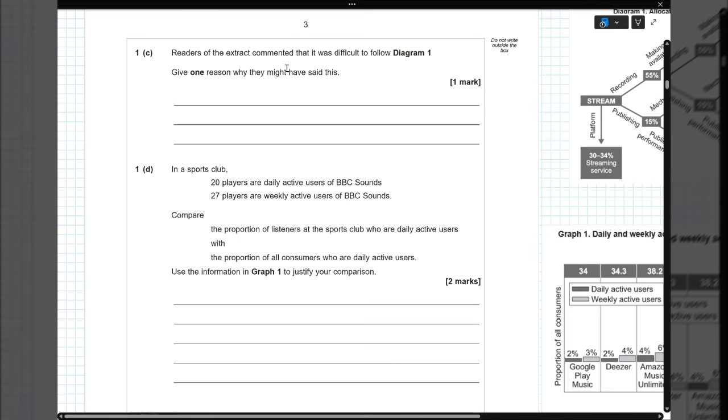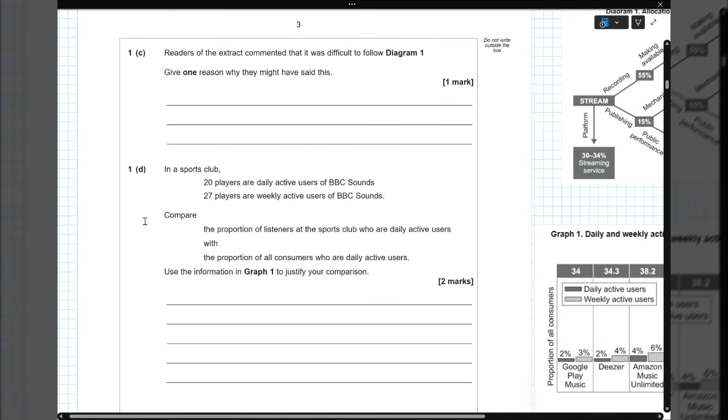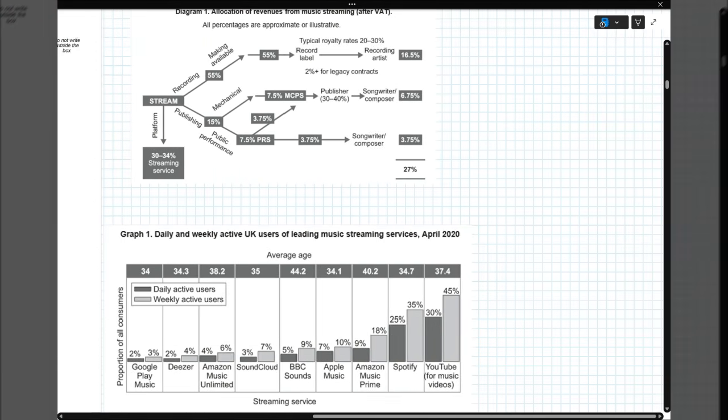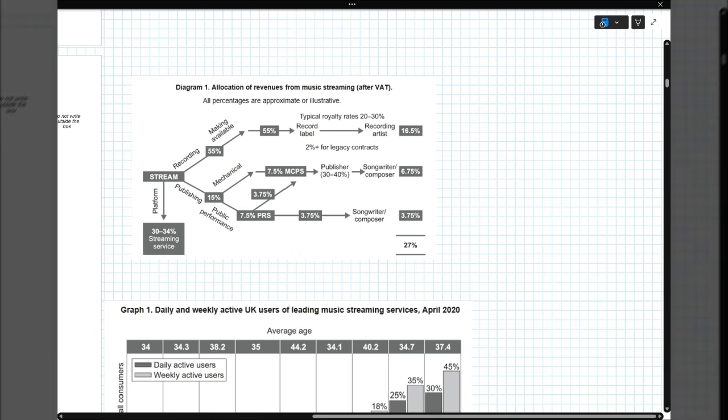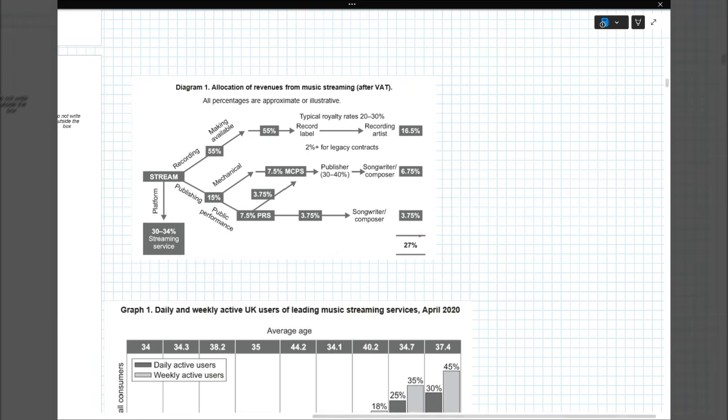Readers of the extract commented that it was difficult to follow diagram 1. Give one reason why they might have said this. So look at that. That is a busy graph. It's all over the place. We've got no explanation for 27%. I know that they're adding this bit here, but what on earth is this column here? There is no label for the 27%, whereas there is over here for the 30 to 34%, although it's a streaming service. Not really sure what that is either.